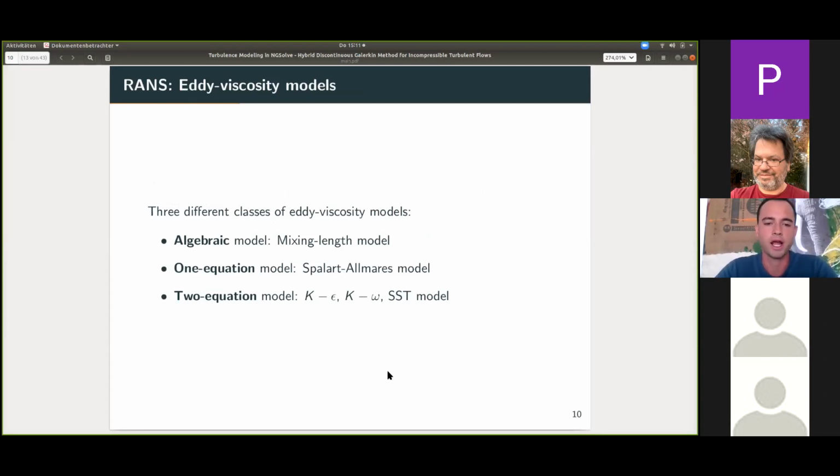And here again, we have many different models. There are algebraic models, quite restricted to very easy flow scenarios. We have the one-equation models like the Spalart-Allmaras model, and we have more sophisticated models like the two-equation models. Very famous ones are the k-epsilon, k-omega, and k-omega SST models. In this presentation, I will just focus on the k-epsilon model since they are all quite similar.